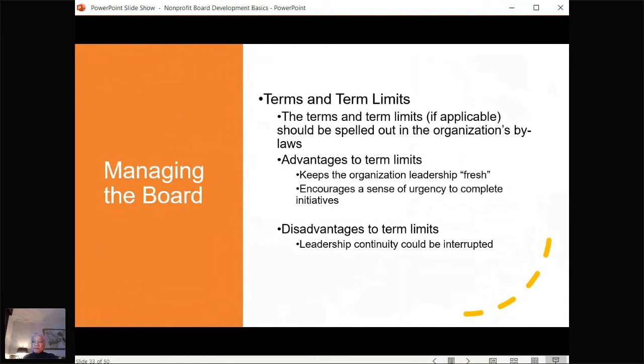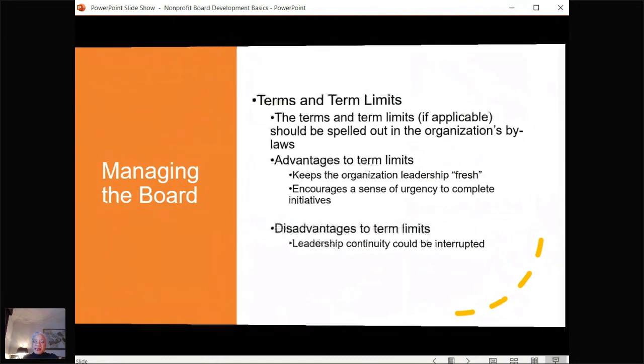However, even though you get a sense of urgency to complete stuff, that's always a good thing, you can disrupt the flow, the continuity of your leadership. So that would depend on your personal, your organization's circumstances.